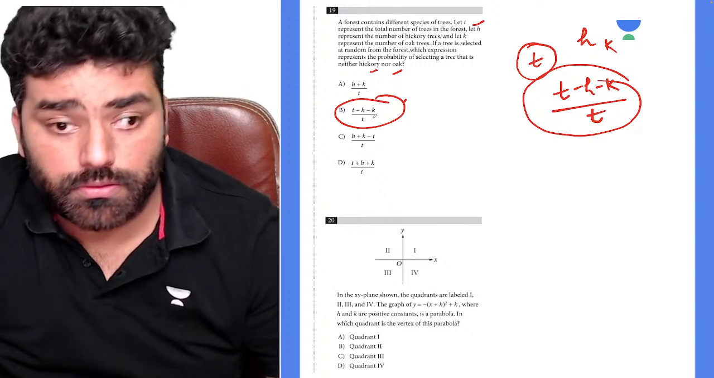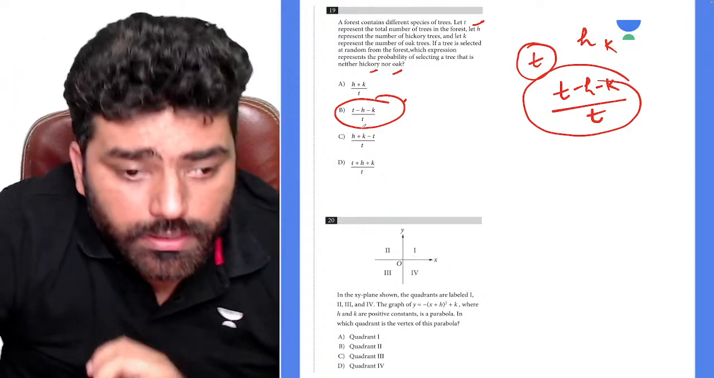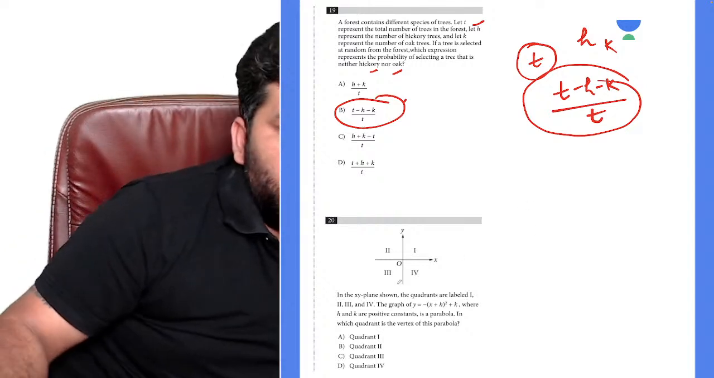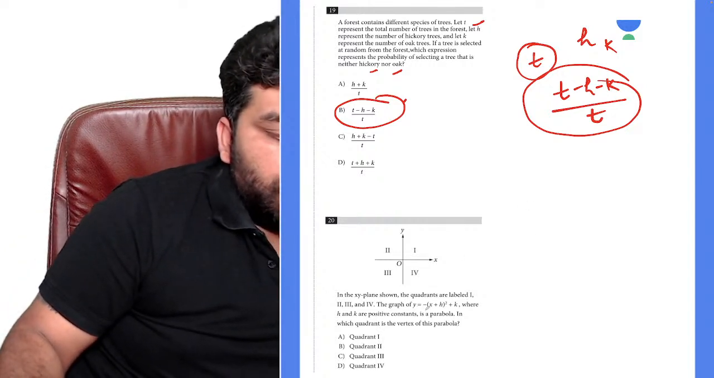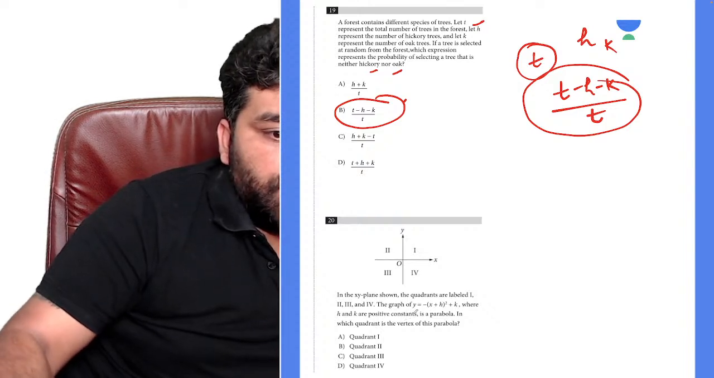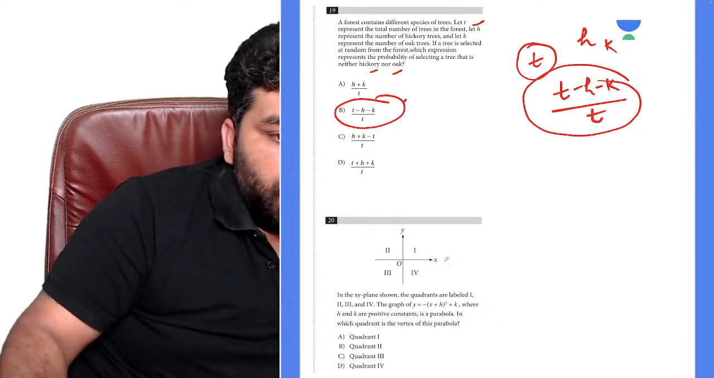Okay. So now this is question number 20. In the XY plane shown, the quadrants are labeled 1, 2, 3, 4. The graph of y is equal to negative (x minus h) squared plus k, where h and k are positive constants, is a parabola. Which quadrant is the vertex of the parabola in?